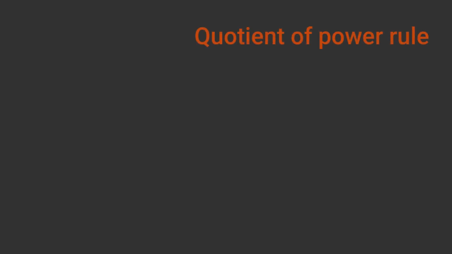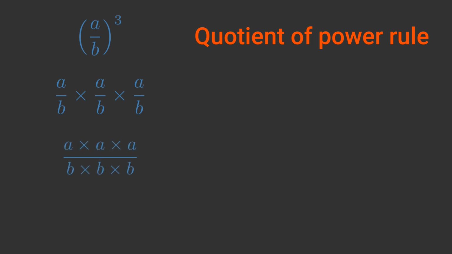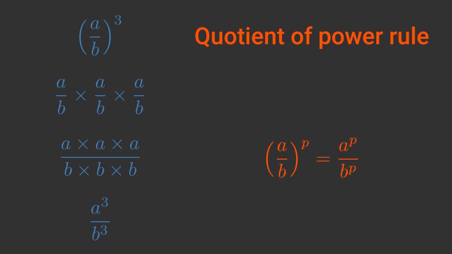The quotient power rule is similar. This time we have a over b all cubed. Expanding this gives a over b multiplied together 3 times. Gathering the terms together, this is equal to a times a times a divided by b times b times b, which is a cubed over b cubed. Generally, a over b all to the power p is equal to a to the power p over b to the power p.